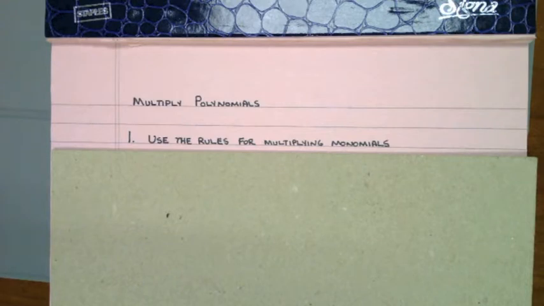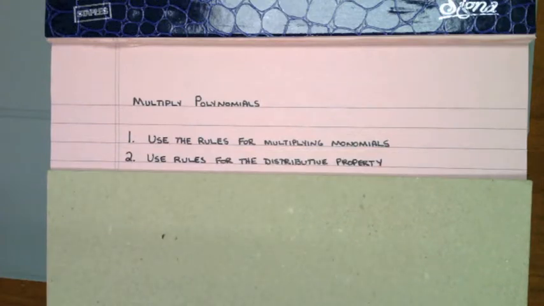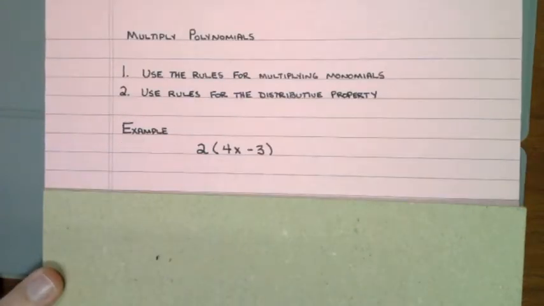Rule number 1. Use the rules for multiplying monomials. That means you need to multiply your coefficients together. And since you're multiplying, you add your exponents for like variables. Rule number 2, simply use the distributive property. Take what's on the outside of the parentheses, multiply it to what's on the inside of the parentheses, using these rules for multiplying monomials.